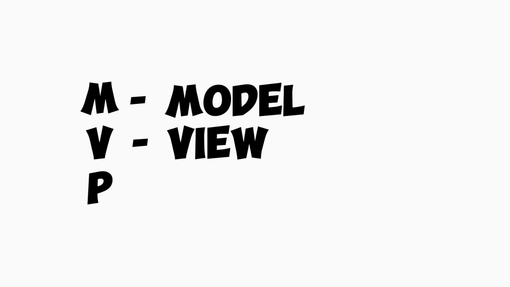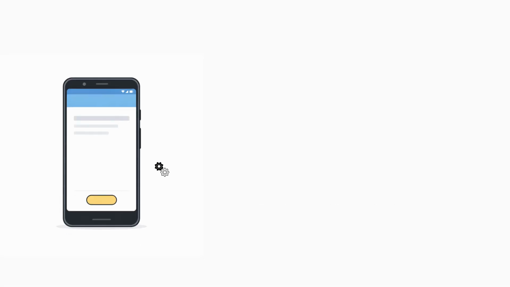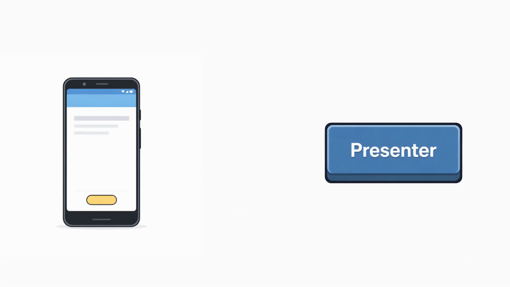MVP. MVP is like having an assistant. Your assistant handles the work and reports back. MVP stands for Model, View, Presenter. The key idea is moving logic out of the activity into a presenter class.